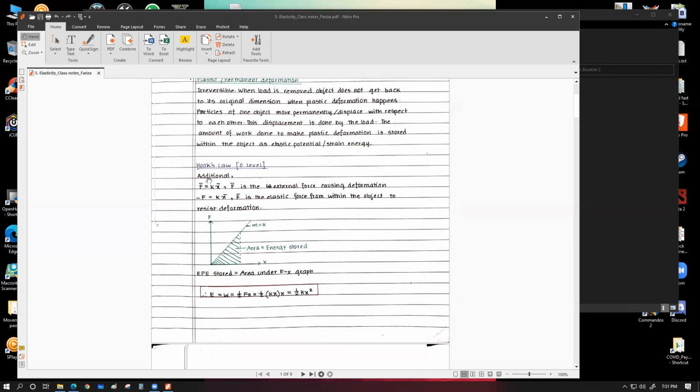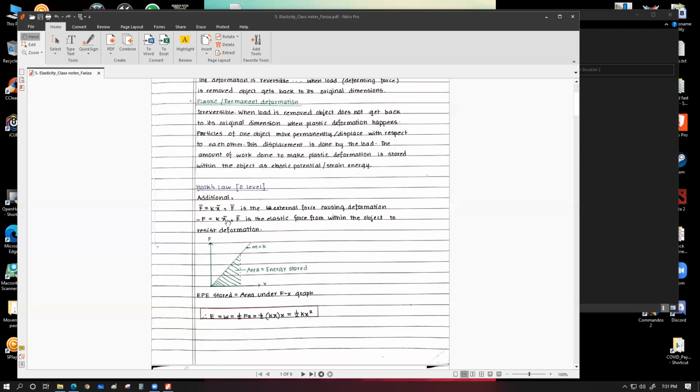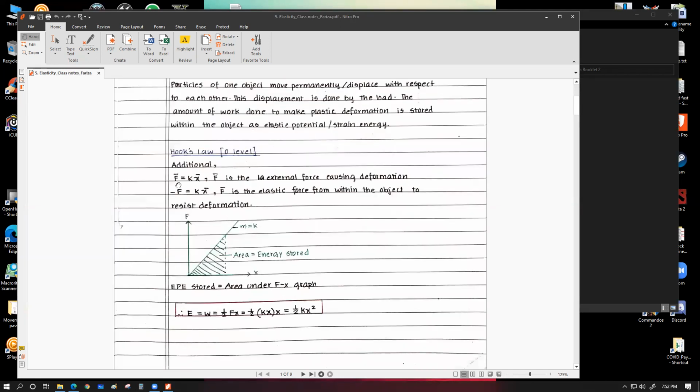Then we have Hooke's law. Hooke's law is given by F equals kx. F is the external force causing deformation. Whenever we use the vector sign, F equals kx is perfectly all right when F is the external force causing the deformation.